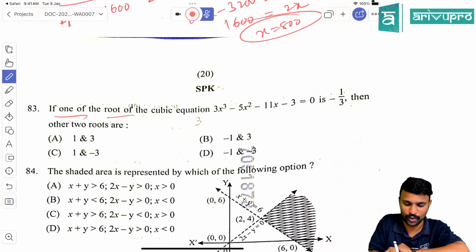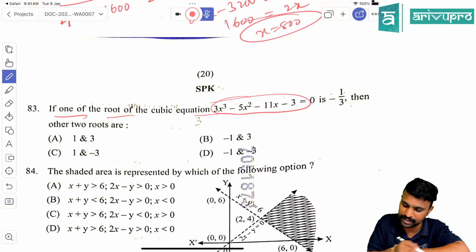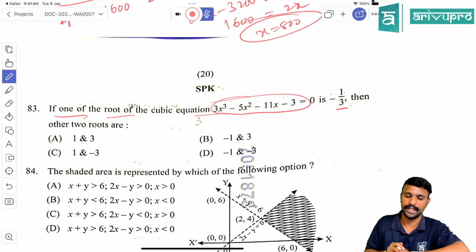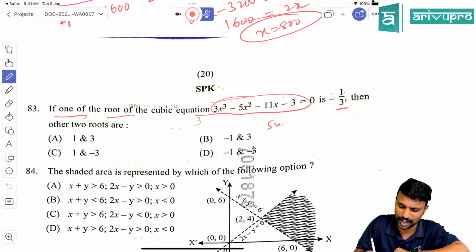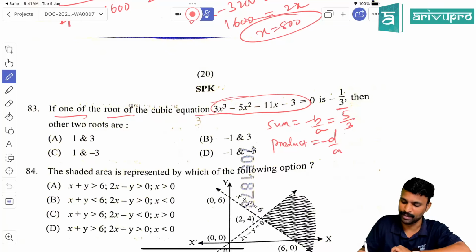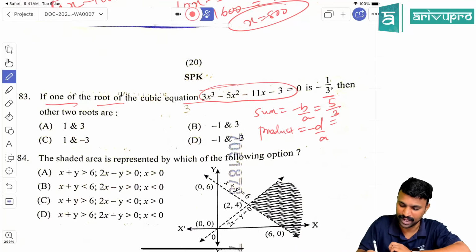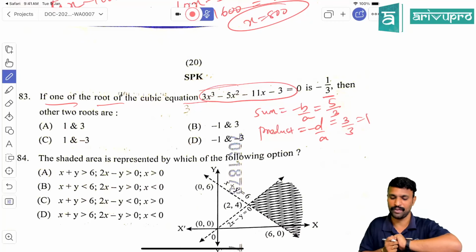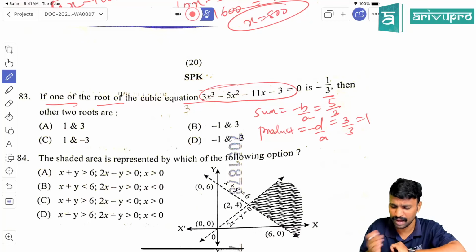Next question. If one root of the cubic equation 3x cube minus 5x square minus 11x minus 3 equal to 0 is minus 1/3, the other roots are. Guys, first of all, find the sum of the roots. Sum of the roots is minus b by a. Product of the roots is minus d by a. Minus b by a is minus of minus 5 divided by 3. So the sum of the roots should be 5/3. Product of the roots is minus d by a, that is minus of minus 3, which is plus 3 by 3, is 1. Product should be 1 and the sum is 5/3.